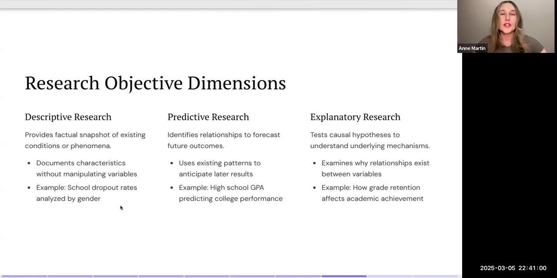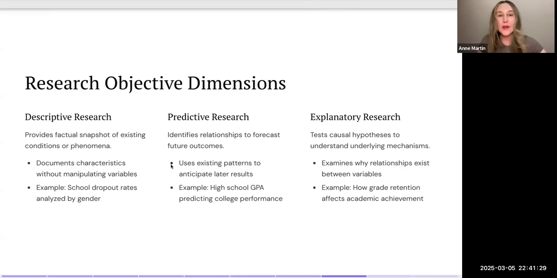So descriptive research is really useful, and particularly if you have that cross-sectional research and the other types as well, but it provides a snapshot of an existing condition or phenomenon to show the relationship between variables without manipulating them. So for instance, descriptive research might analyze school dropout rates by gender to understand if there's a relationship there.